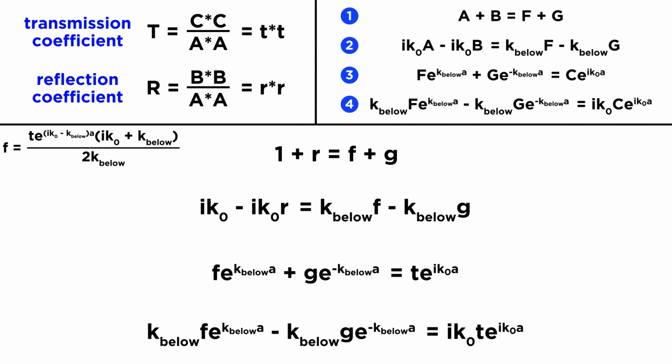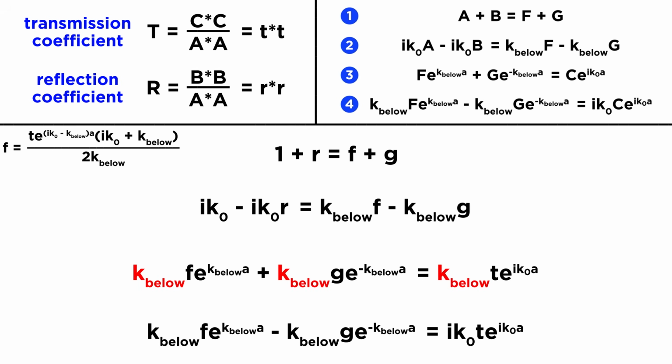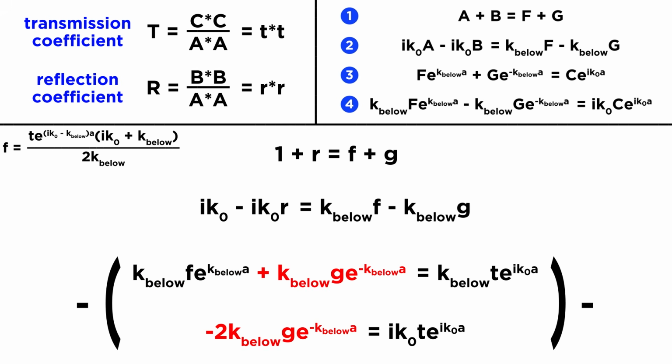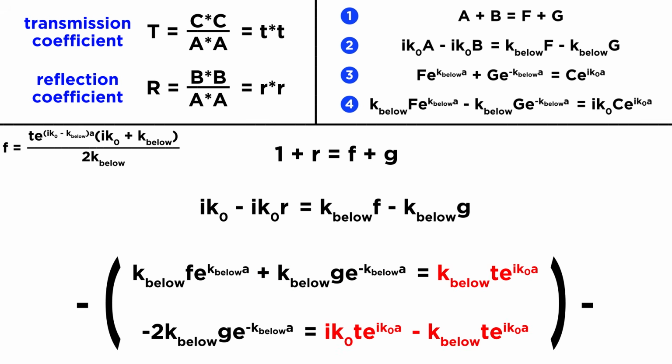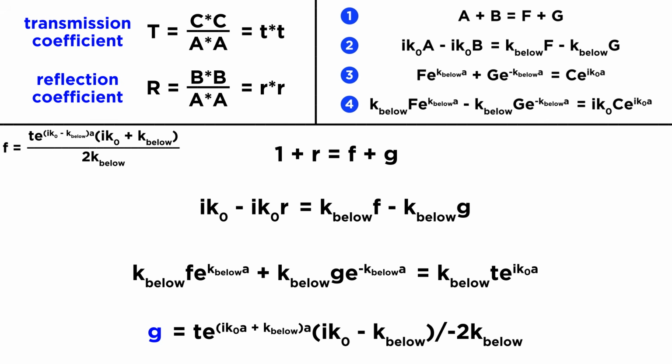Let's go back to our original set of equations before we began manipulating to get f. Let's again multiply equation 3 by k below. Now this time we will subtract equation 3 from equation 4. That means that this time the first term will cancel out. We get negative 2 times the second term, and the relevant difference on the other side. Simplifying precisely as we did a moment ago to find f, we can arrive at this expression for lowercase g.